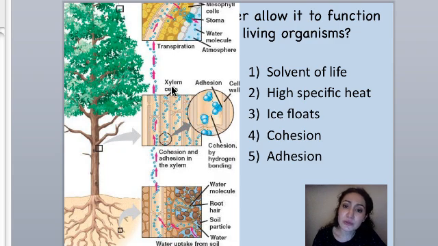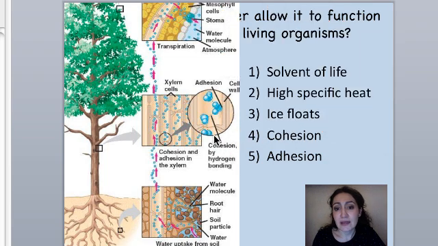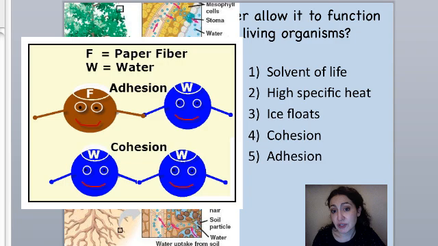If you take a closer look here and examine how this is working, you'll find that it's playing off the idea that water is sticky, because you see adhesion taking place right here, where water is binding to the organic material, and cohesion is also allowing water to move up the xylem cells. Cohesion is the idea of a water molecule binding to another water molecule.